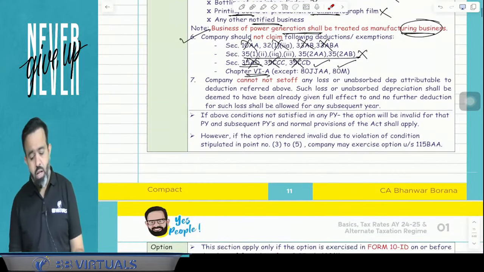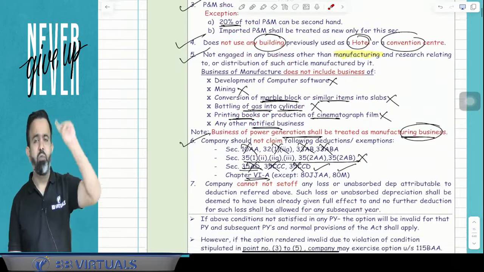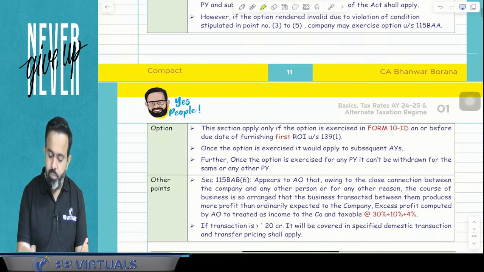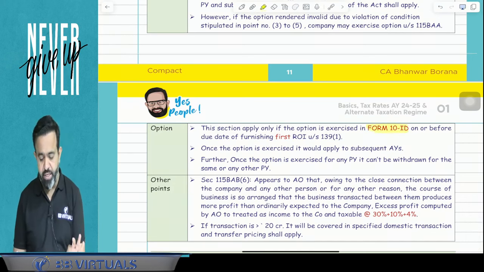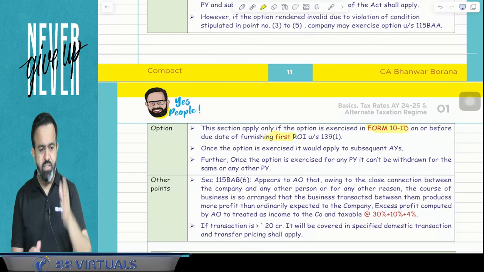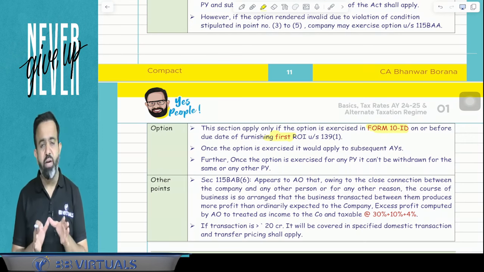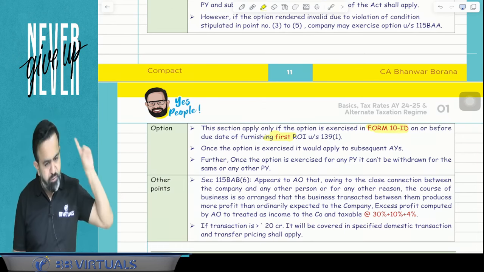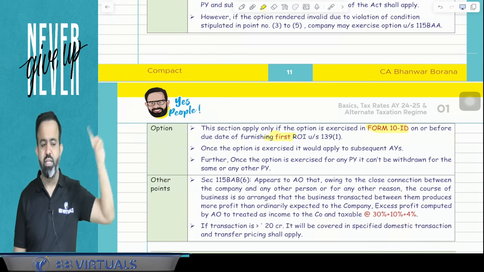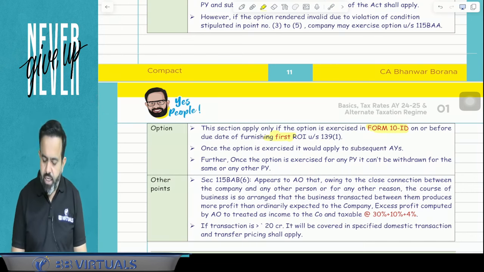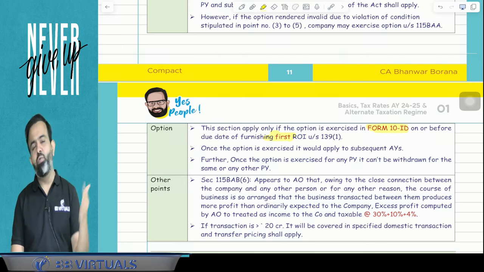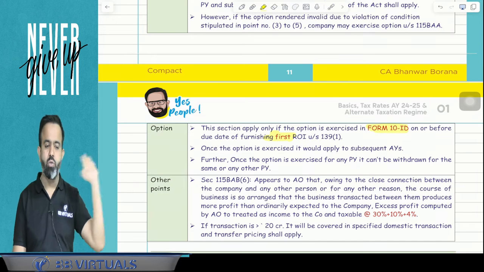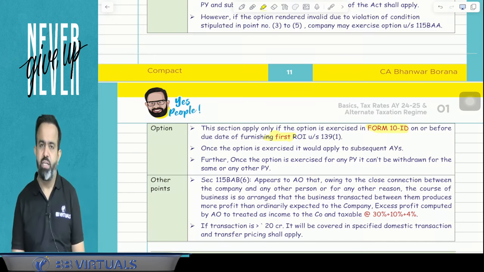Now, next part, the lawmaker says that if a company wants to opt for this section, then the company has to file one form, that is form number 10ID, up to the due date of filing the first return. Suppose a company is incorporated, in that year the company will file its first return. In the first return only, the company has to opt for this section, then only this benefit of 15% is available. Otherwise, the 15% benefit is not available. And once the company has opted for this section, then it is applicable for subsequent years also.